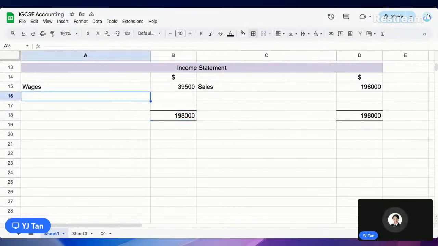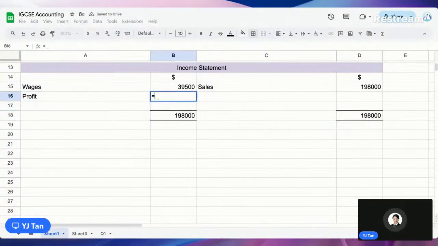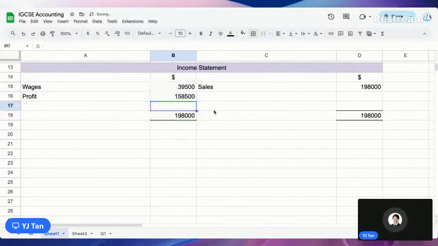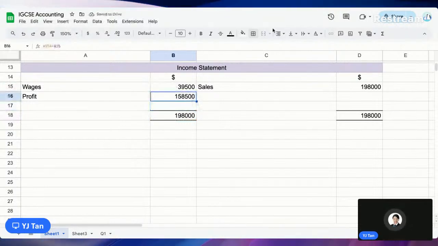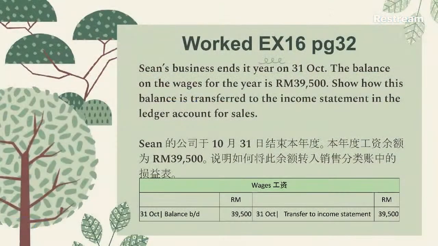Something different means that this is a profit. And how it goes is you take this amount minus the total of the left hand side, and you get the profit. This is the profit. So this is the profit of this simple account. All right, let's move on to the next.